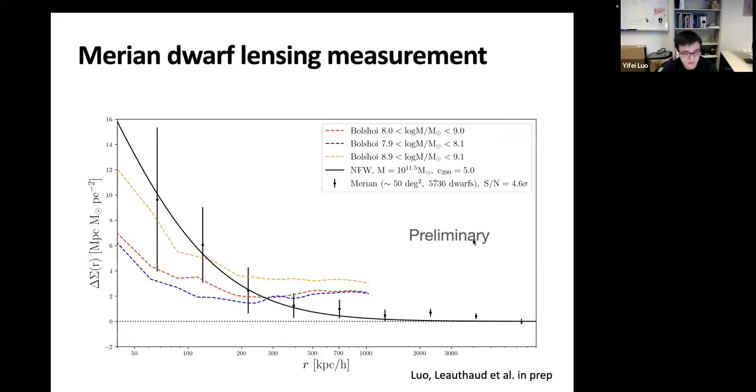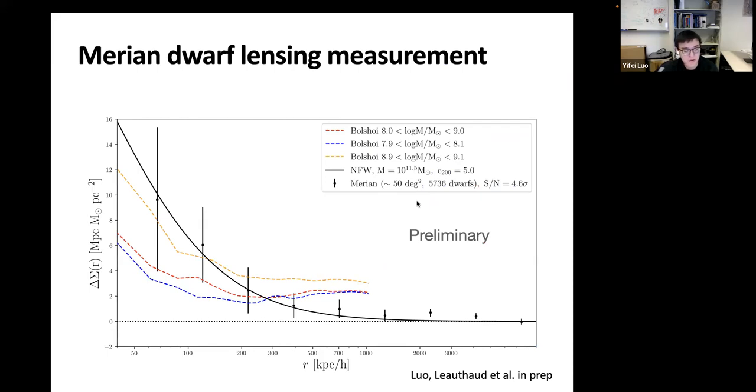So this is a very preliminary figure. I believe this is the first time I show this to people outside of our collaboration. This is a measured weak lensing signal for dwarf galaxies between 10^8 and 10^9 solar masses with a very small amount of Merian data. So it's only 50 square degrees.